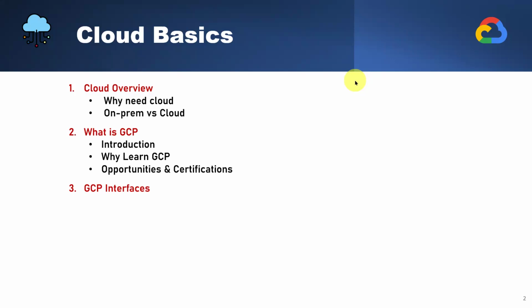Okay, so I am going to talk about what is console, what is Cloud Shell, and what is Cloud SDK. So we have a total of three interfaces to interact with the GCP services. We are going to see what these interface methods are and how we interact with the GCP services one by one. Let us try to understand it.